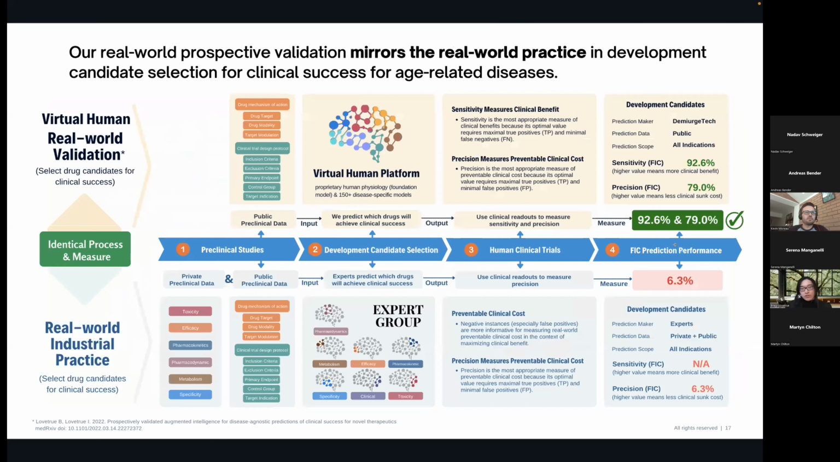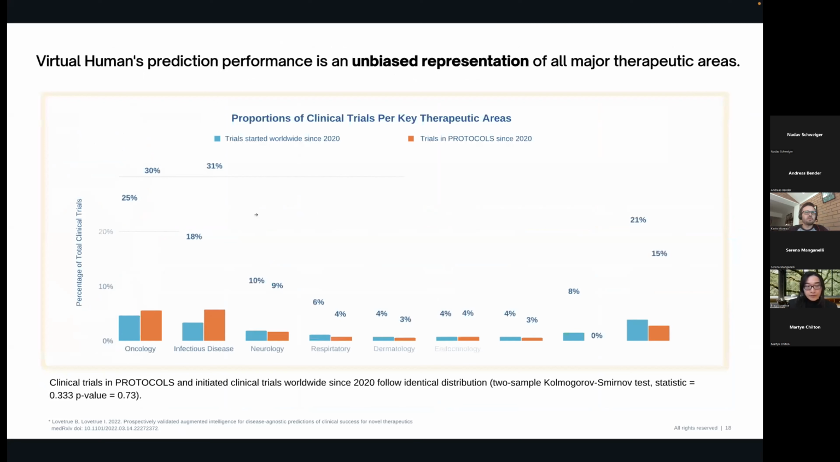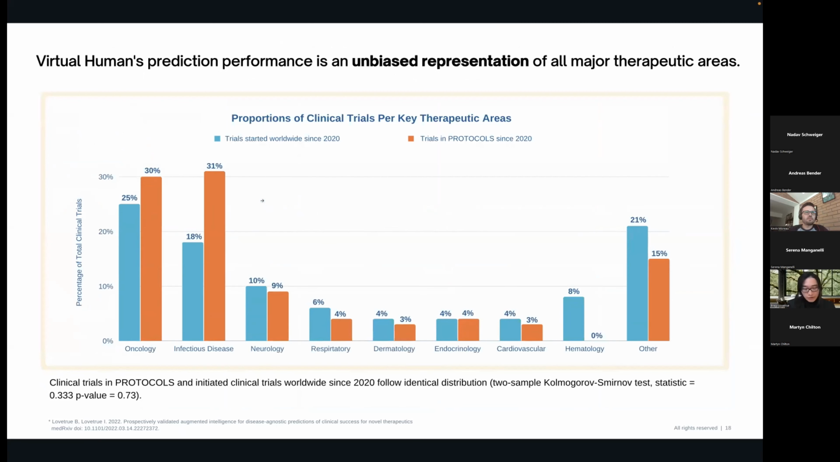And when we make these predictions, we are actually at a data disadvantage, because we only have access to the publicly available relevant data, in contrast to each drug developer, who has their proprietary data to aid their important go-no-go decisions. But as you can see, our platform has been well validated in an unbiased way across all therapeutic areas, as the distribution of trials in our validation per therapeutic area is not different from the distribution of trials started worldwide since 2020 in different therapeutic areas.